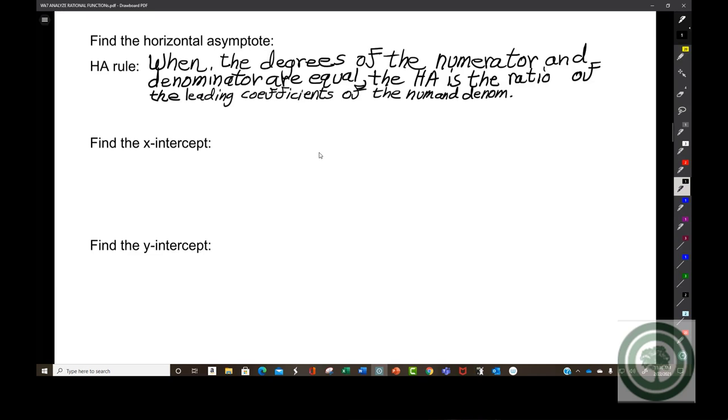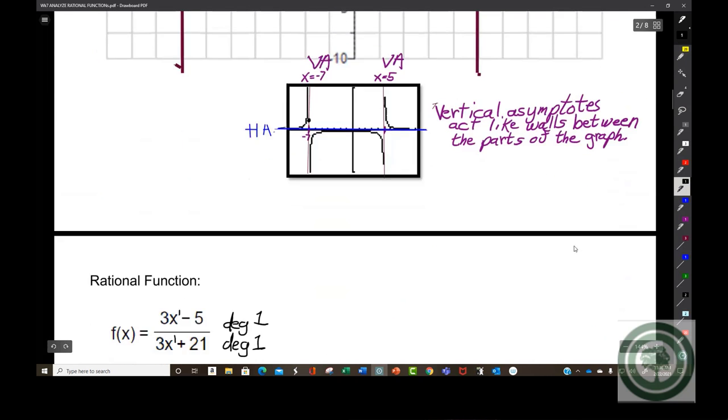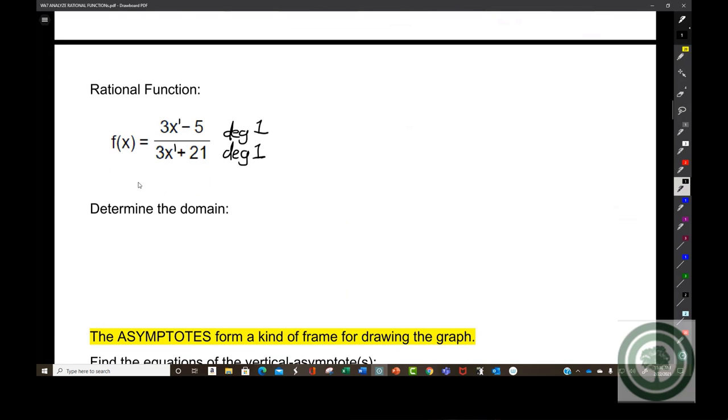So what that means in this case, the HA is going to be y equals, because it's a horizontal line, 3/3, which equals 1. So the HA is going to be the line y equals 1.